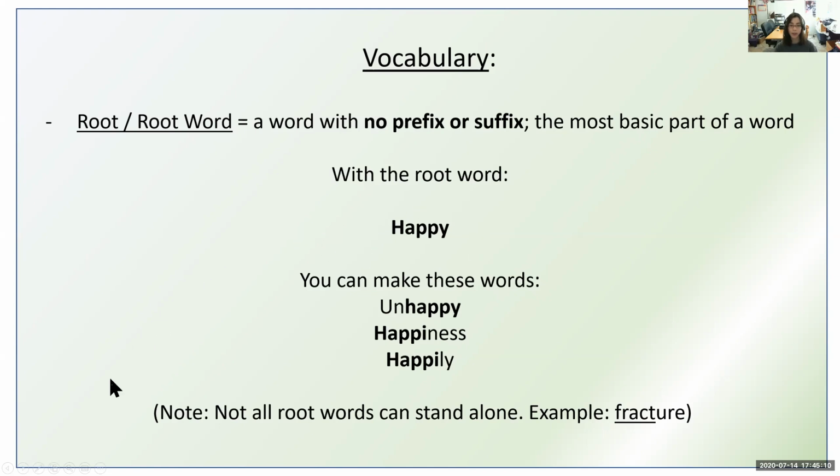Now also note that not all root words can stand alone. So the root word happy can stand alone, meaning that it's a word in and of itself, but some root words cannot stand alone. For example, take fracture. The fract in fracture is the root word. So fract is the root word, but fract can't really stand by itself. It needs the U-R-E in order to become a full word in English, so fracture, based off of that root word fract. Okay, so those are root words.